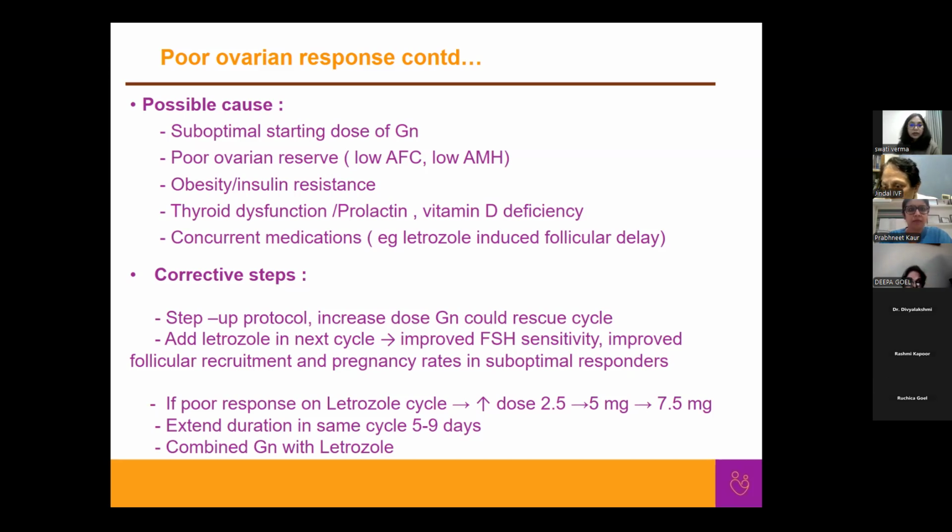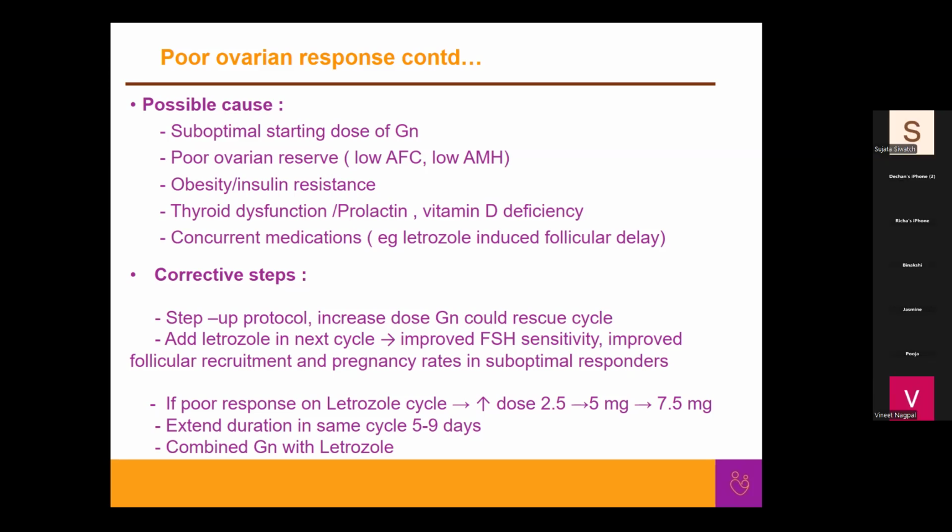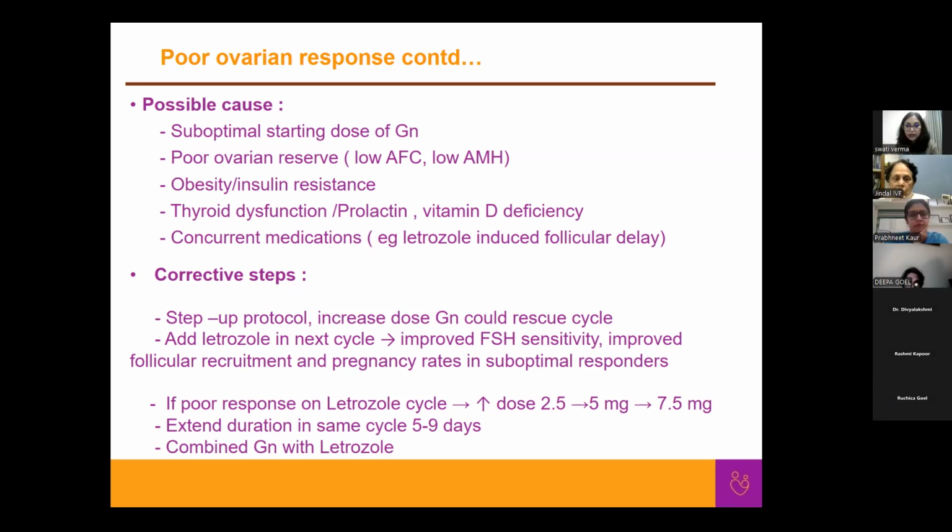Okay, so if the poor response is on the letrozole cycle, then we can increase the dose from 2.5 mg to 5 mg and then to 7.5 mg, or we can extend the same dose for a longer duration, like 5 to 9 days, or we can combine gonadotropin along with letrozole to get a better follicular response.